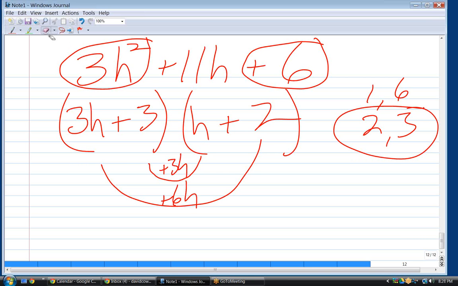No. So let's try the reverse. Let's try the 2 there and the 3 over here. Okay. Does that produce the correct middle term? No. Yes, sorry, yes, it does. That's the answer.